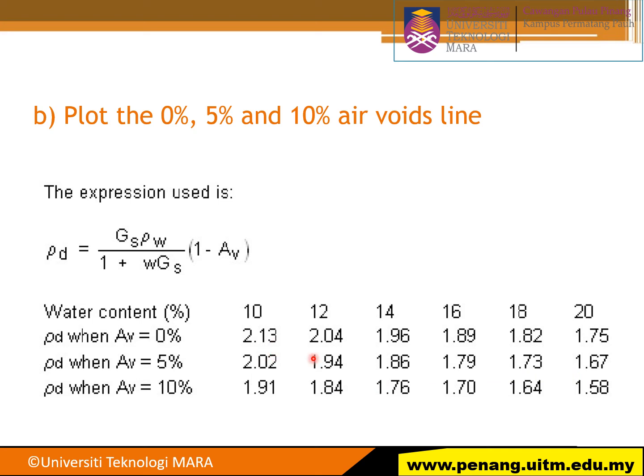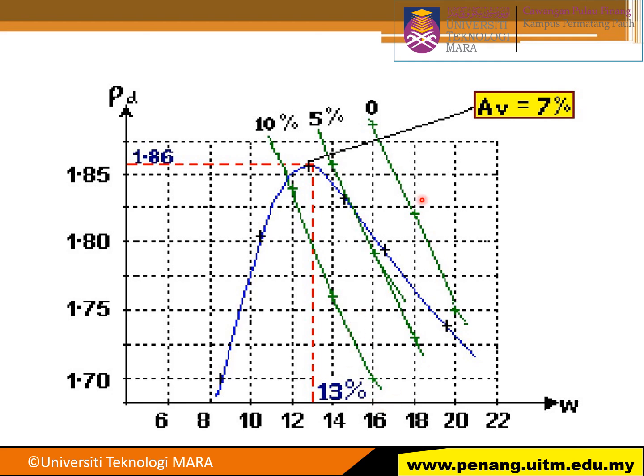So we have 1, 2, 3 air void lines. Even though it's stated as air void line, you have to draw it as a curve. Look at this, this is at 0%, 5%, and 10%. Here you have the OMC and the MDD. So here at the maximum, the air void is about 7%.